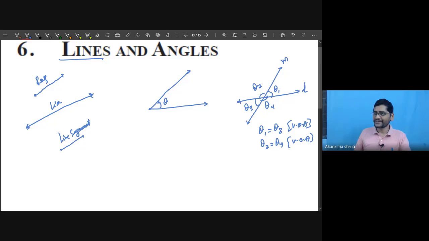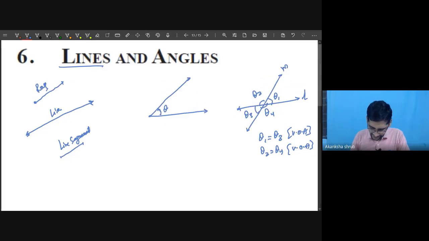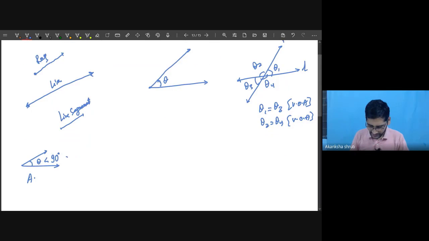Various types of angles are formed. Student, if the angle measurement is less than 90 degrees, then it is called which kind of angle? Yes, acute. Very good. So if the value of theta is less than 90 degrees, then it is called an acute angle.